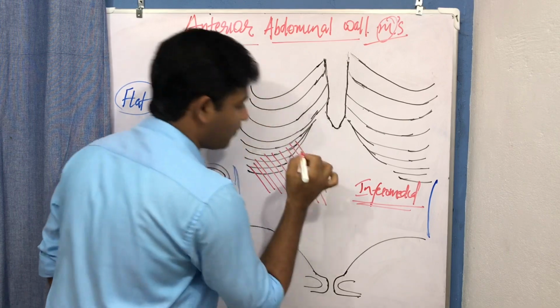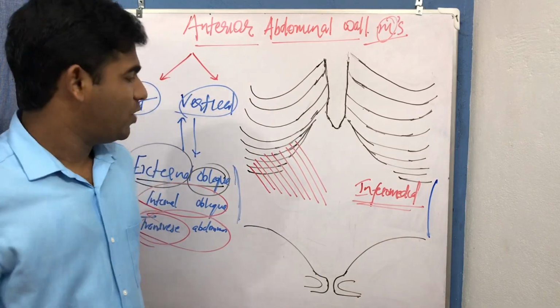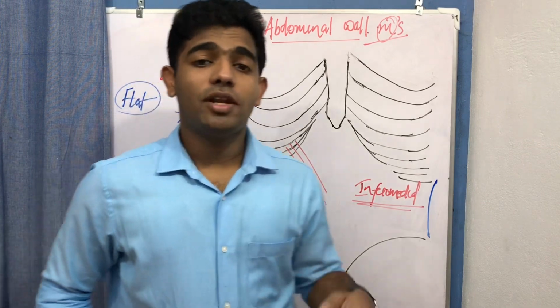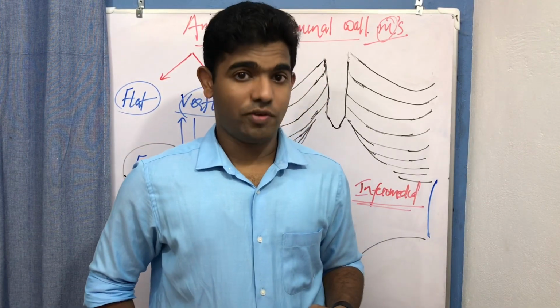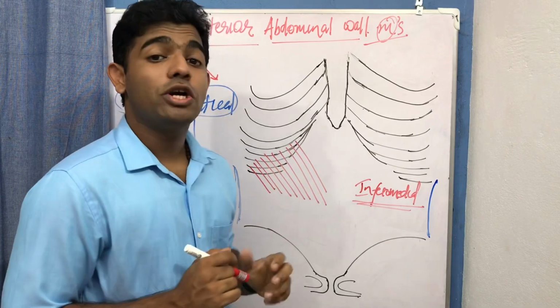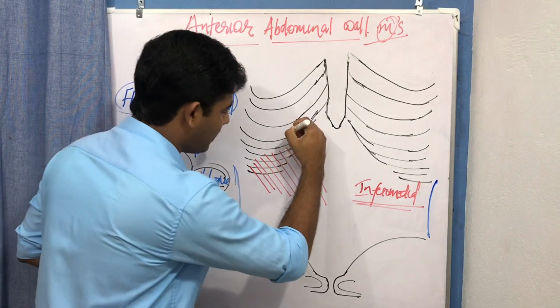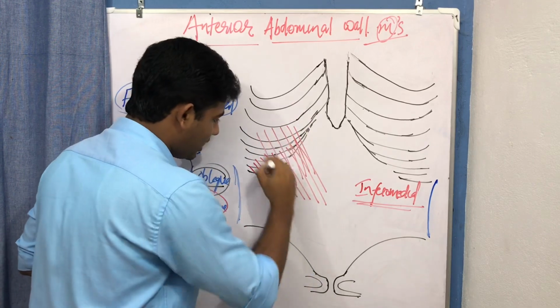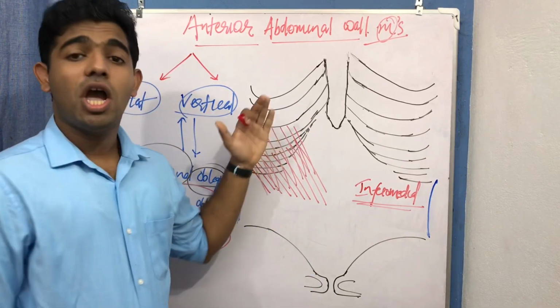Okay, outer surface of lower 8 ribs. So which are the lower 8 ribs? How many ribs do we have? We have 12 pairs of ribs. It would become 5th to 12th rib. So this muscle will be arising from the 5th rib to the 12th rib from the outer surface.